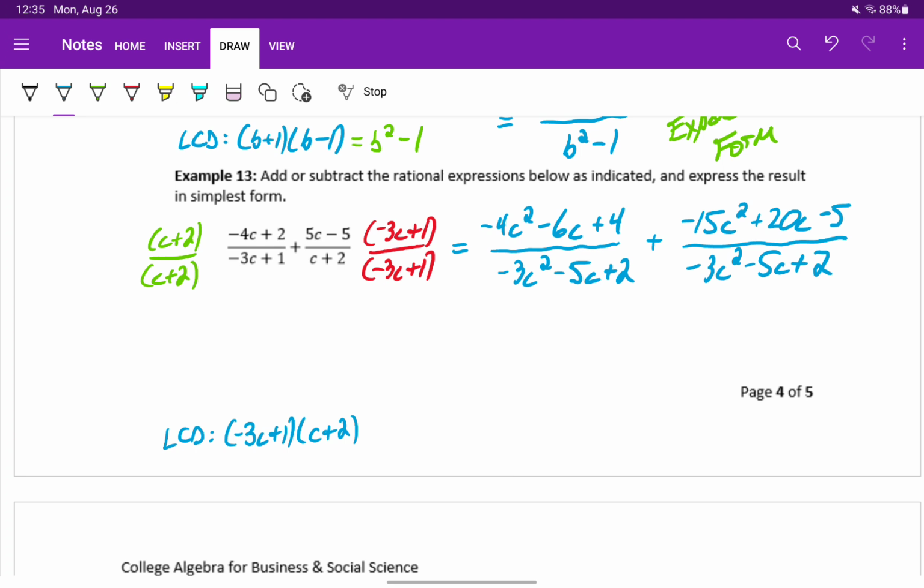And then we'll merge these together and combine any like terms to get a final answer of negative 19c squared plus 14c minus 1 all over that common denominator of negative 3c squared minus 5c plus 2. Again, written in expanded form since we've multiplied out all of those binomials.